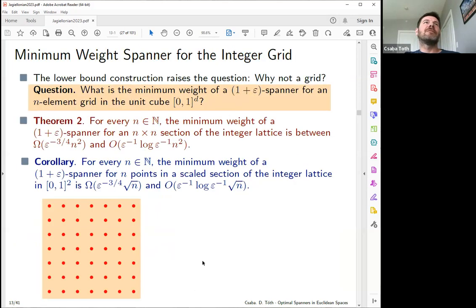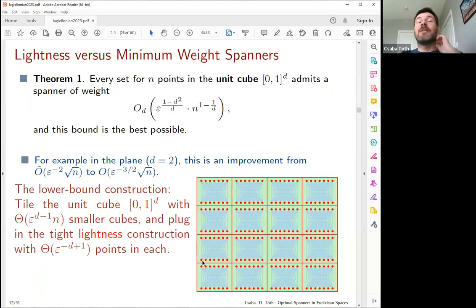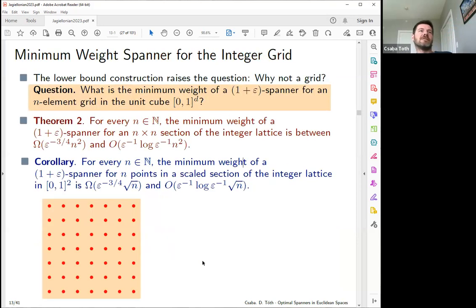Before I talk about the upper bound, there's another question. The grid is not the lower bound construction, and that's surprising because in many of these geometric problems, the grid is often optimal. So you might think of crossing numbers or distinct distances. There are a large number of classical problems where the grid is just the worst or best case scenario, and here it's not.